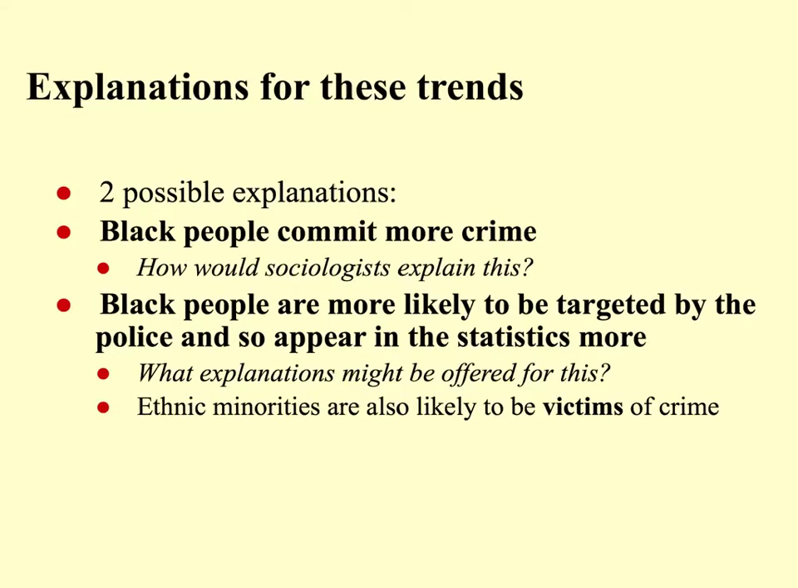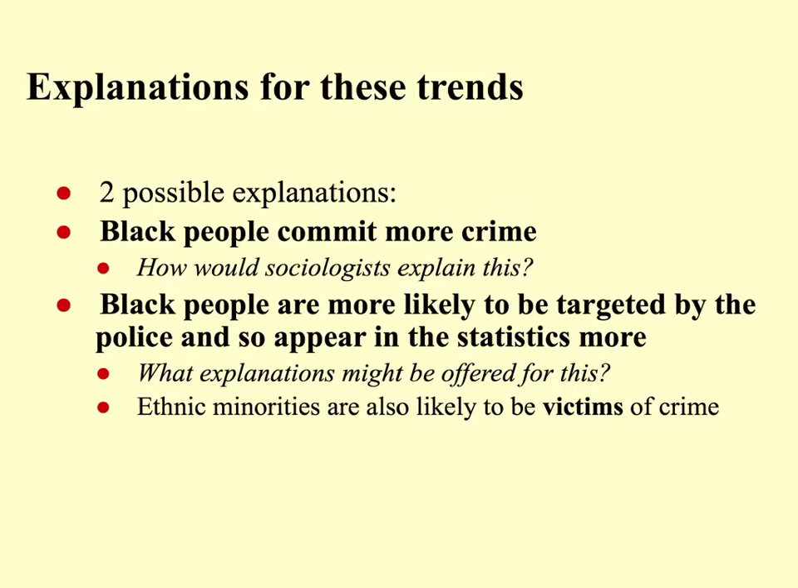There are two explanations for these trends. First, the fact that black people do commit more crime. And I'd like you to think about the theories that we've looked at. Who would agree that black people commit more crime, and who would be able to explain why they commit more crime? The second explanation is that black people are not committing more crime, but they are more likely to be targeted by the police and therefore appear in the statistics more often. So again, consider what theoretical perspectives would back up this argument.